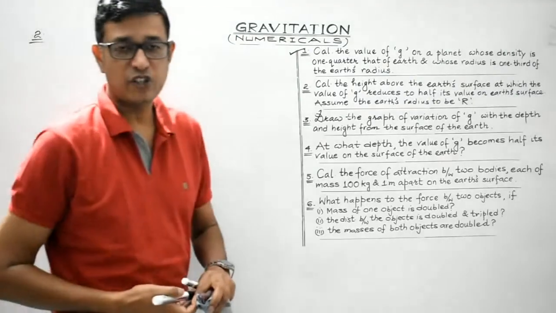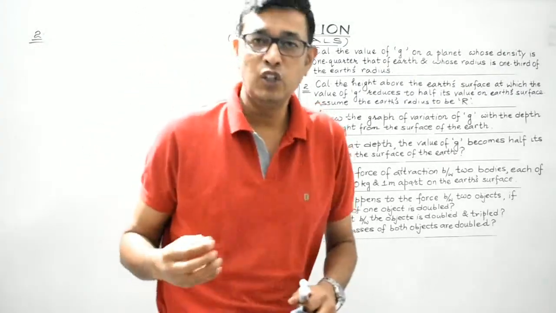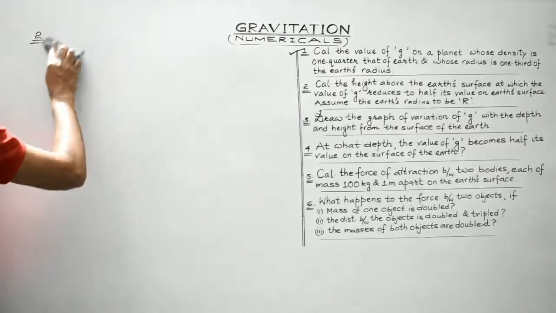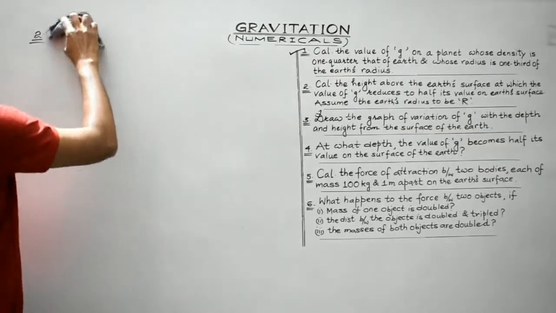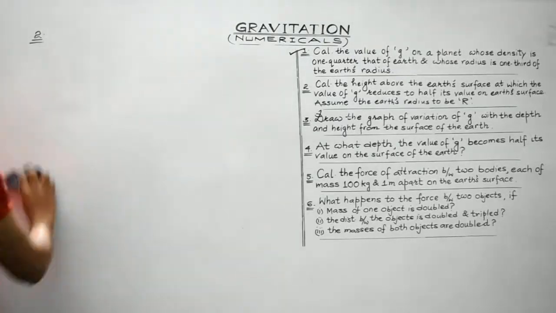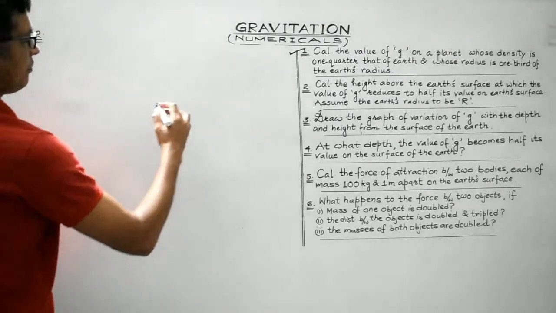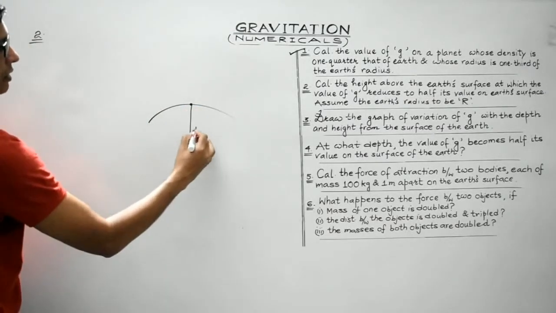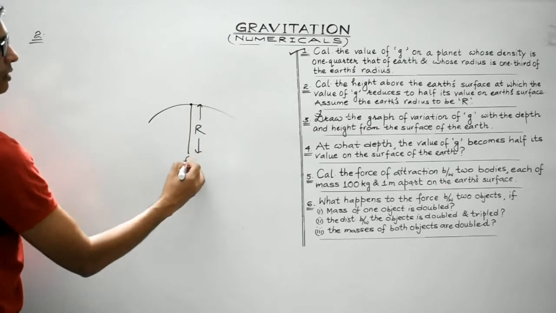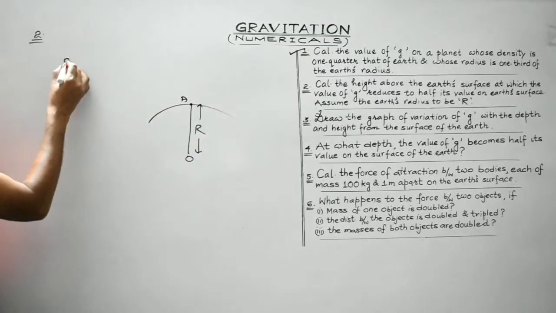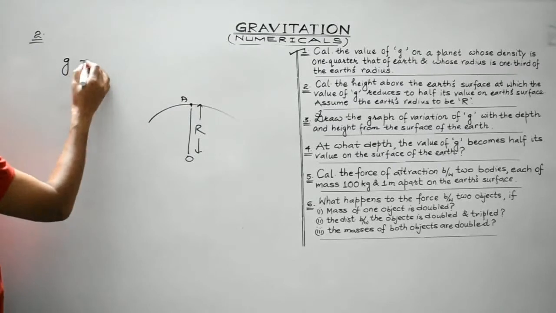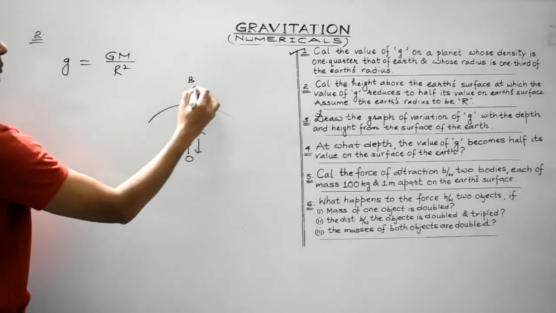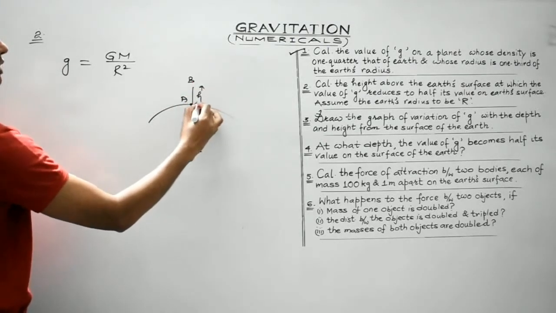In the theoretical section we have discussed, students, the value of acceleration due to gravity decreases with the increase in height. So we are making use of that appropriate concept. Suppose this is the Earth's surface, so this is the center. Its distance from the center would be R, which is the radius. So the value of acceleration due to gravity at a point on the Earth's surface would be GM divided by R². Suppose this is point B at a height h above the Earth's surface.